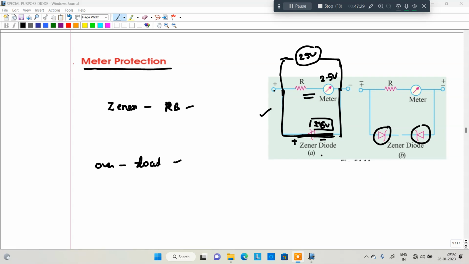Next class, in lecture number 2, we are going to discuss the tunneling effect. Okay, thank you.